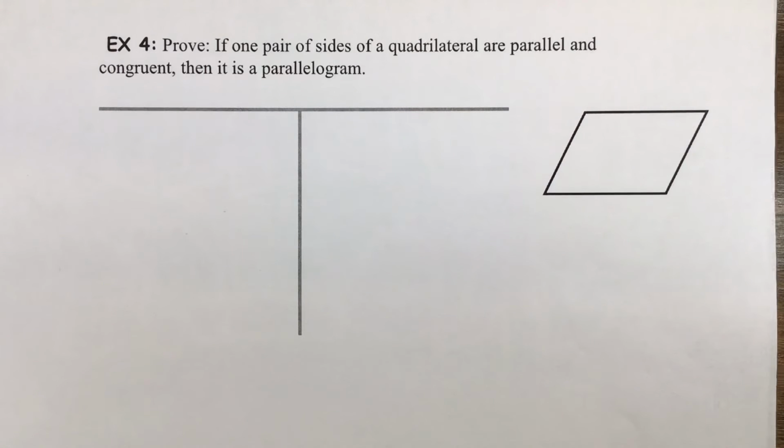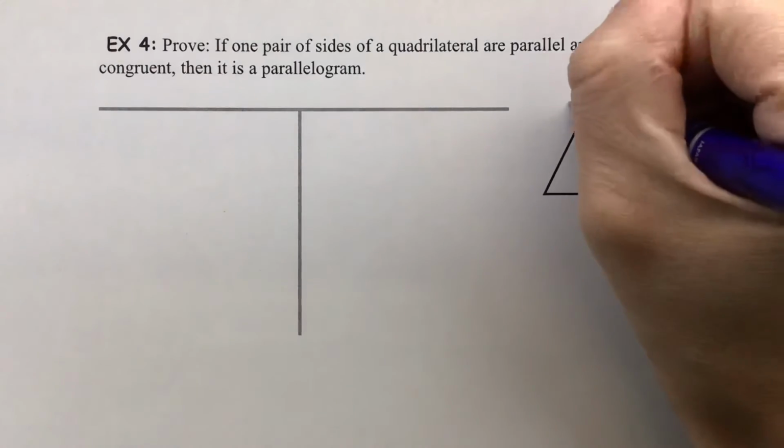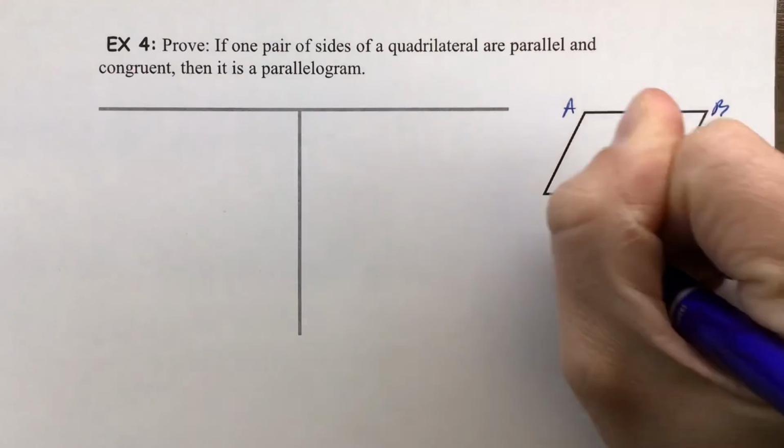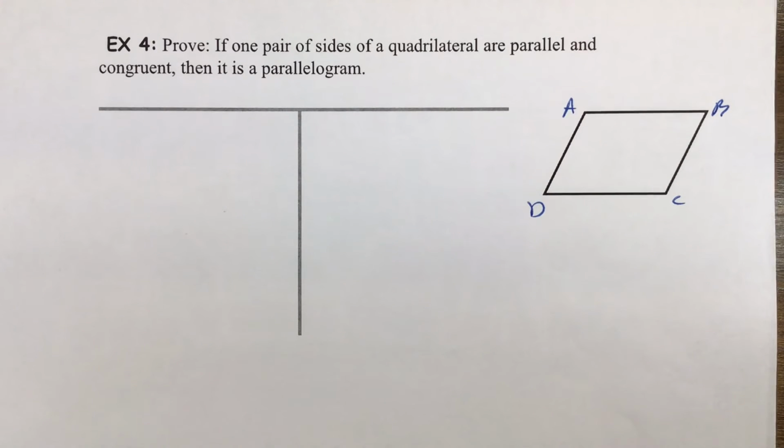All right, example 4, one last one to do here. Prove that if one pair of sides of a quadrilateral are parallel and congruent, then it will be a parallelogram. Okay, let's go ahead and label some things here. We'll call it ABCD. Let's be consistent with that. The given information is that one pair of sides will be congruent and parallel.